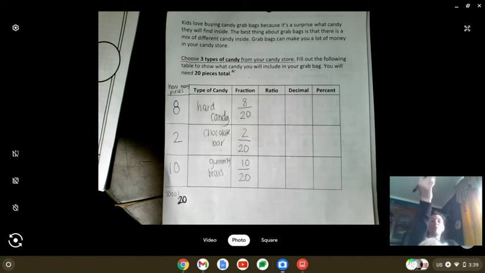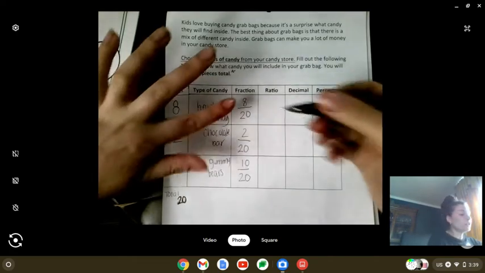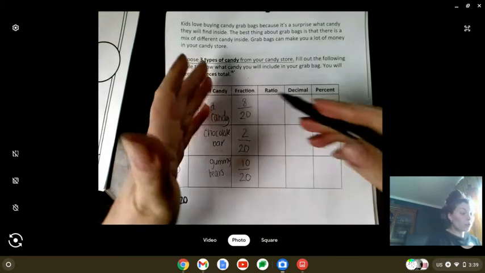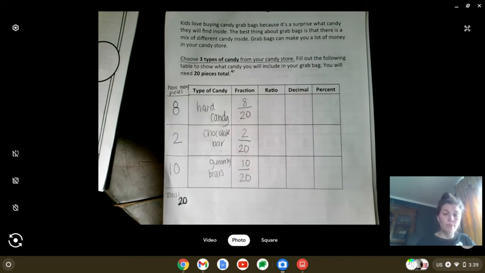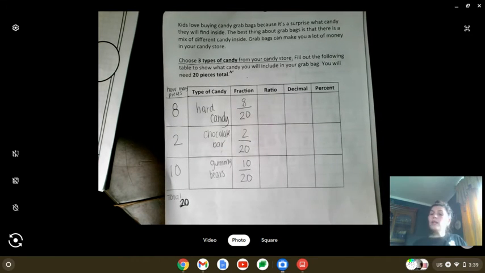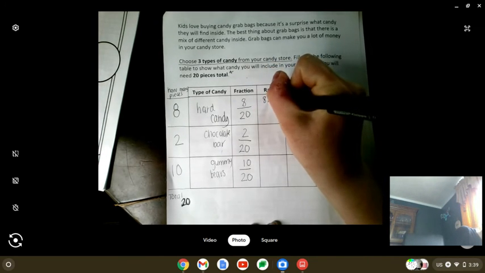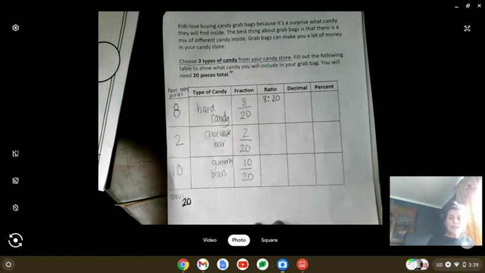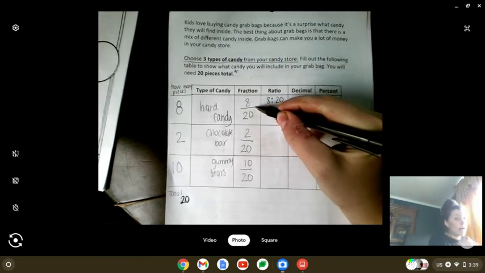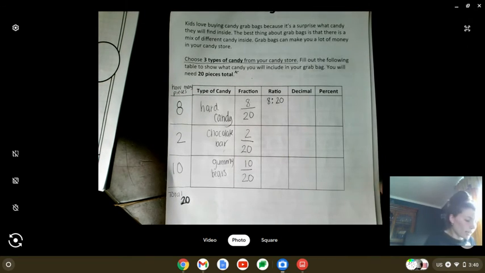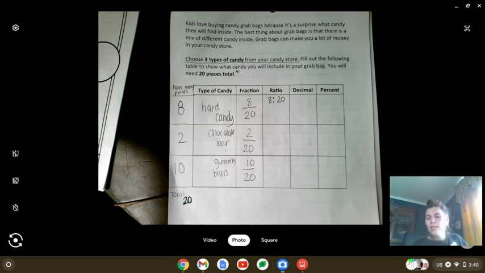The next thing we are going to work on is ratio. Ratio is just a different way of looking at a fraction. Ratio just compares the 2 numbers. And we are going to turn our ratio into the simplest form, and there's a reason for that. So the ratio would be 8 out of 20. Basically, instead of using a line for a fraction, we use 2 dots. The numerator goes first, the denominator goes second. 8 out of 20. But I need to make this in the simplest form.